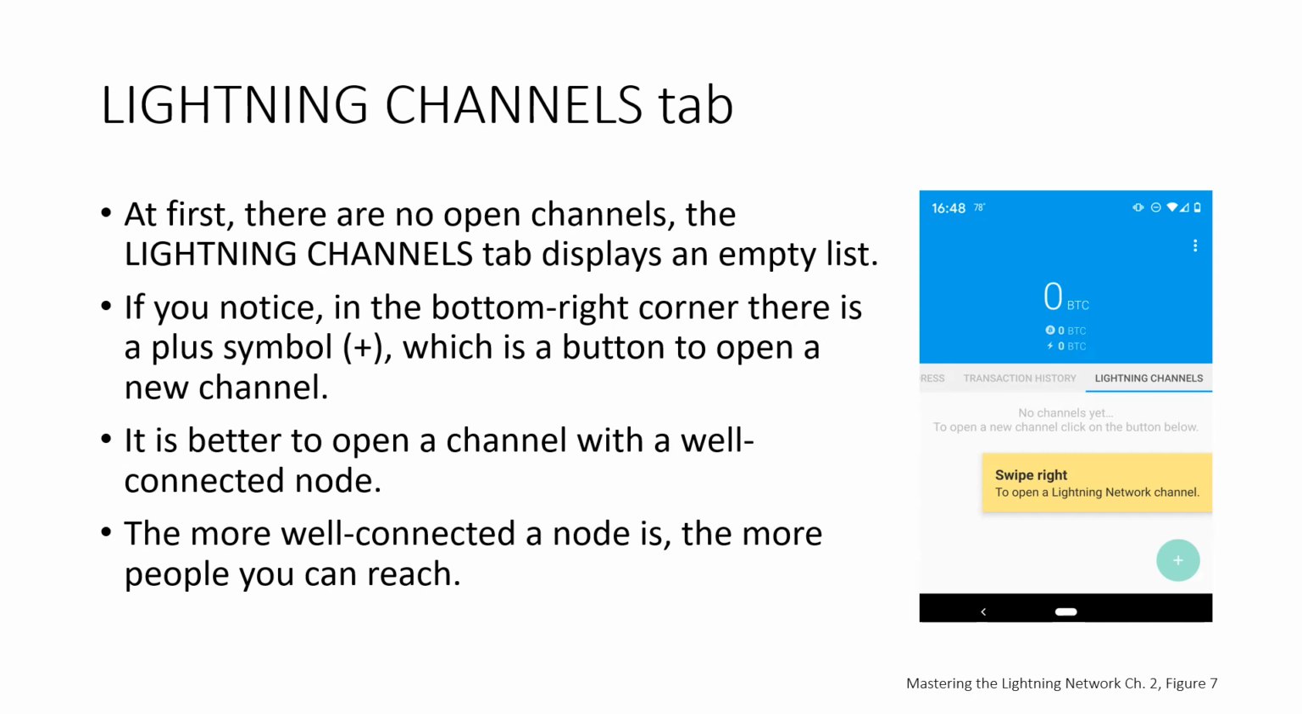Network. She doesn't need a channel to connect her wallet directly to Bob's Cafe in order to send Bob a payment, although she can choose to open a direct channel too. Any node in the Lightning Network can be used for Alice's first channel. The more well-connected a node is, the more people Alice can reach.